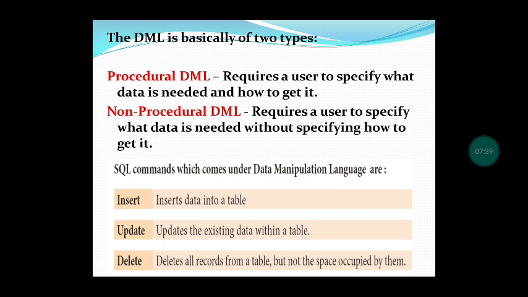And the commands used in DML are insert, update and delete. These are the 3 commands used in DML. Insert means inserting the data into the table. Update means updating the existing data in the table. And delete means deleting all the records from the table, and the occupied space is not deleted, only the records are deleted. In the previous DDL, truncate is used for deleting the space occupied, but in DML only delete is used for deleting all the records.